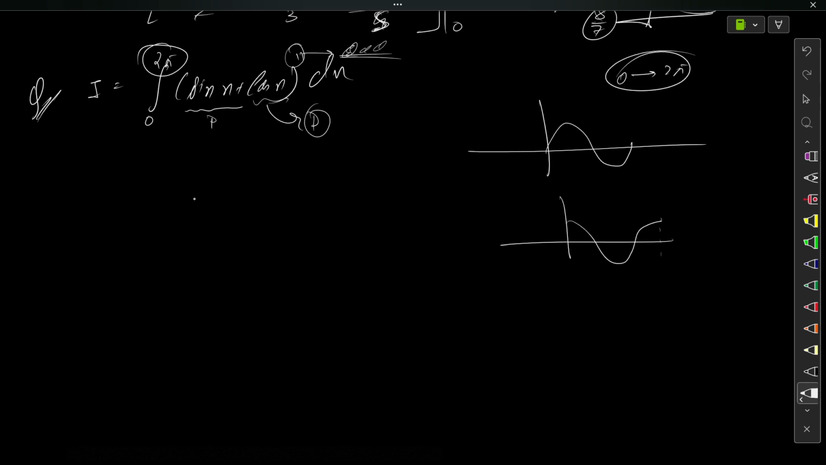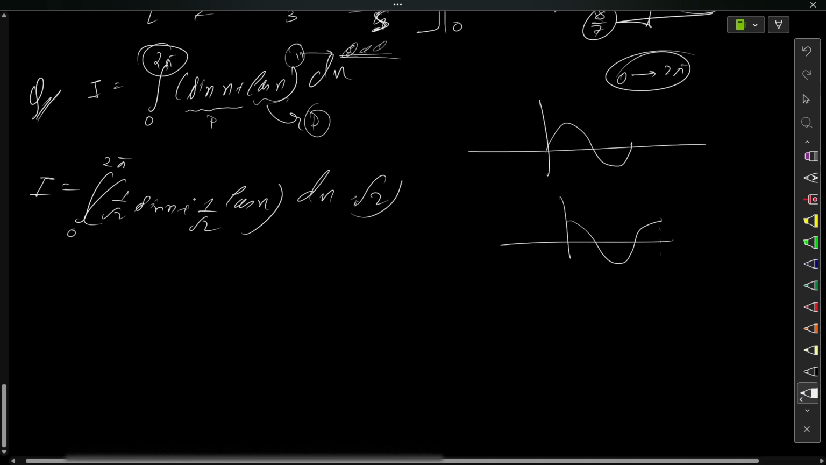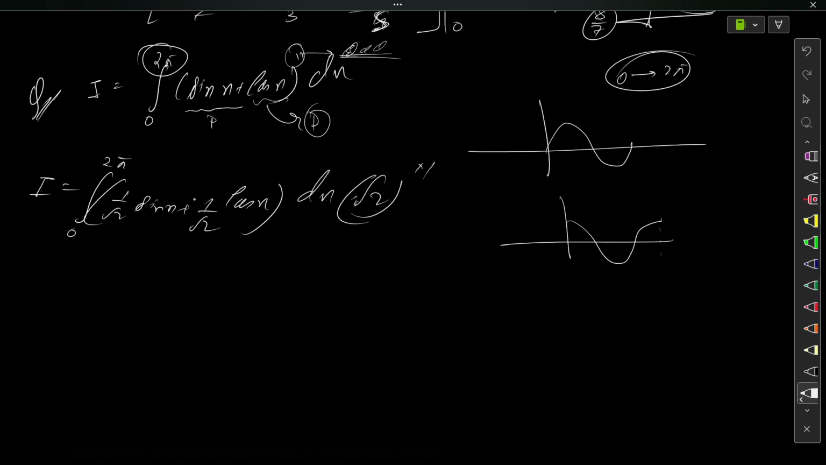From here, what I can do is convert it into a single trigonometric term. So from 0 to 2 pi, if I write 1 by root 2 sine of x plus 1 over root 2 cosine of x with respect to dx, then taking root 2 whole to the power 11 outside, that is 2 to the power 11 by 2, it would be the integral from 0 to 2 pi of sine of (x plus pi by 4) with respect to dx, times root 2 whole to the power 11.